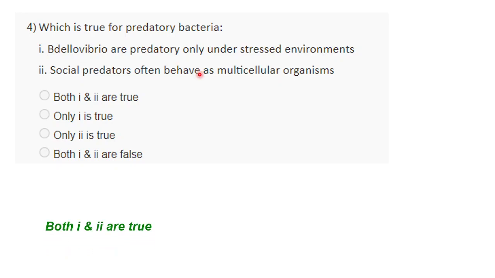Bdellovibrio are not obligatory predators. They are predatory only under stressed environments, and social predators often behave as, just now I said, in the context of quorum sensing, when they are working as social predators, they work as basically one huge single organism. So that's how they often behave as multicellular organisms. So both 1 and 2 are true.